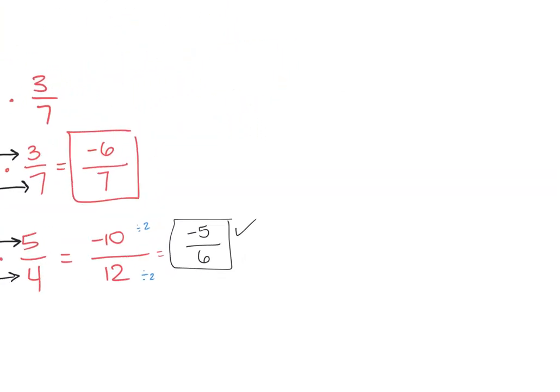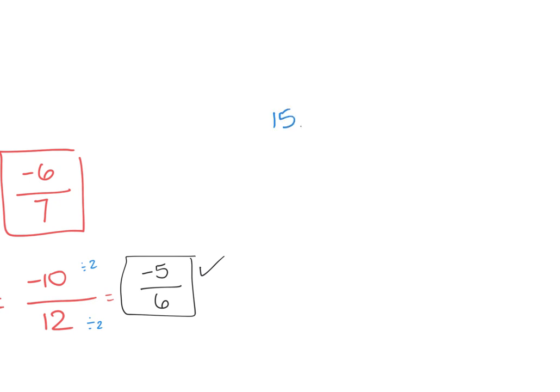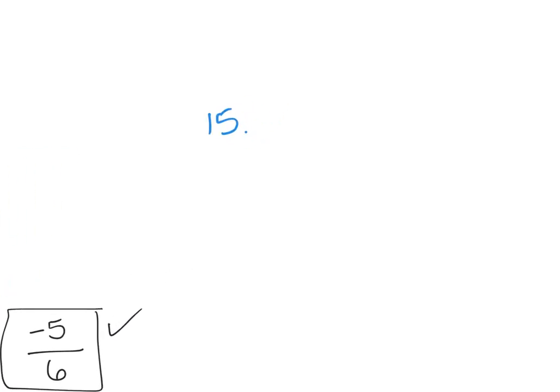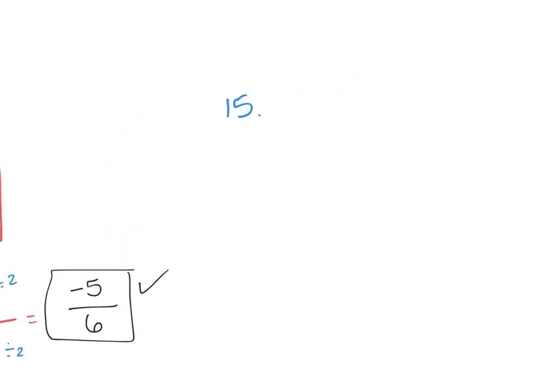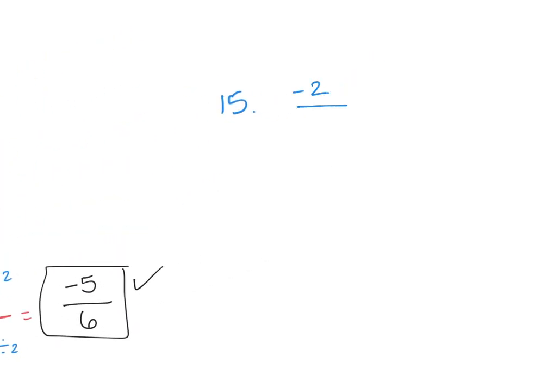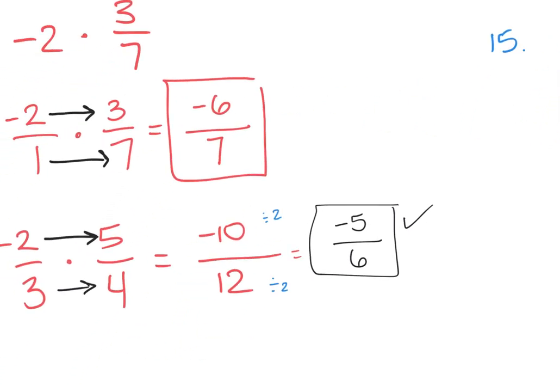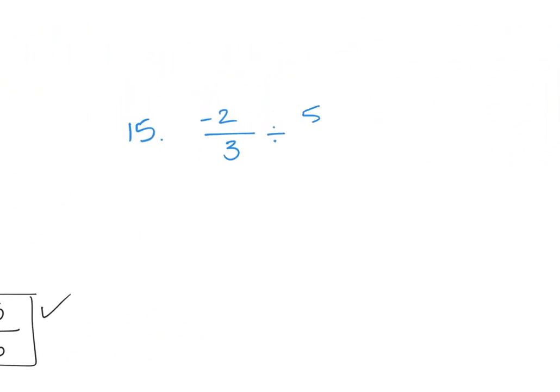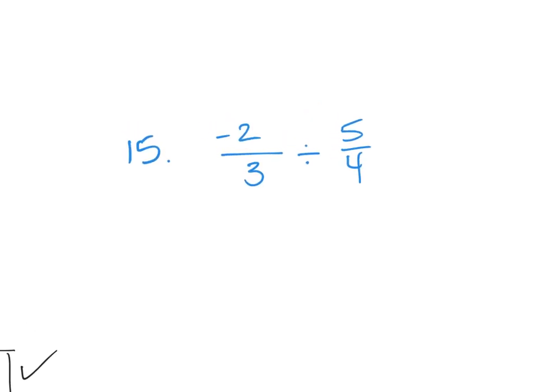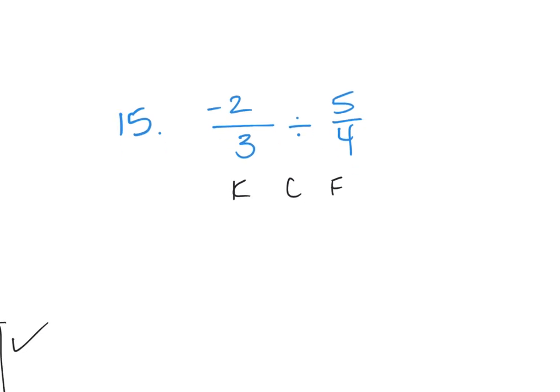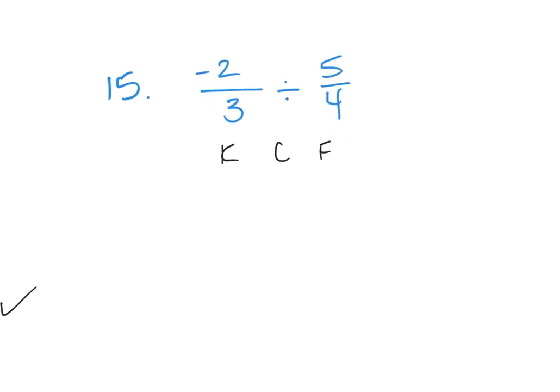Let's do two more, but this time for 15 and for 16, we are going to divide fractions, okay? So let's take the exact same problem. We had negative 2 over 3, but we're going to put a division symbol, and then 5 over 4, okay? Now, when we're dividing fractions, we follow a methodology called keep, change, flip, and I write it every single time, okay? Keep, which is our K, just means keep it the same. So we're going to keep the negative 2 over 3 the exact same.